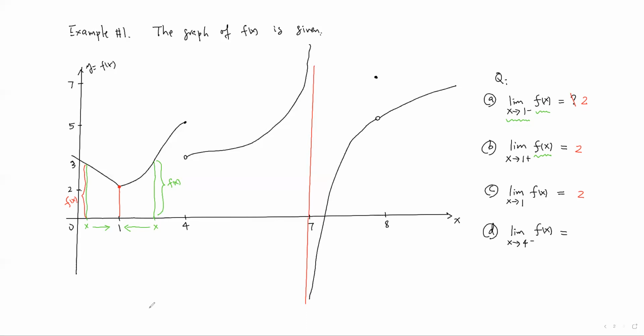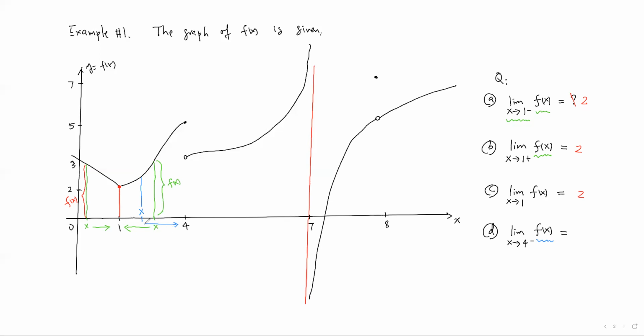Let me use a different color. Say pick x here. This x is on the left side of 4. Now x is getting closer and closer to 4. f of x, function value at x, is the height of the graph at the point x. This blue vertical line is f of x, the length.